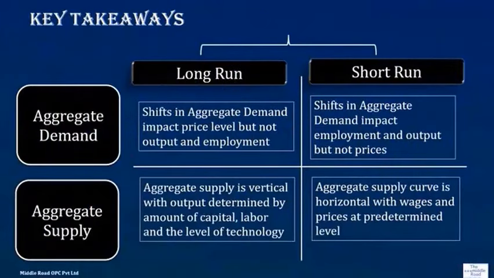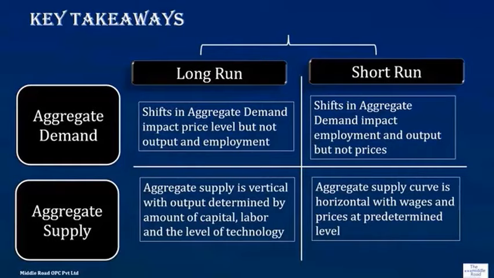The takeaways today are that aggregate demand in the long run is going to impact the price level, but it has no impact on the output and the employment at the natural level. Whereas in the short run, it is actually going to impact employment and output. As the output reduces, of course, the unemployment rate would go up, but not the prices.